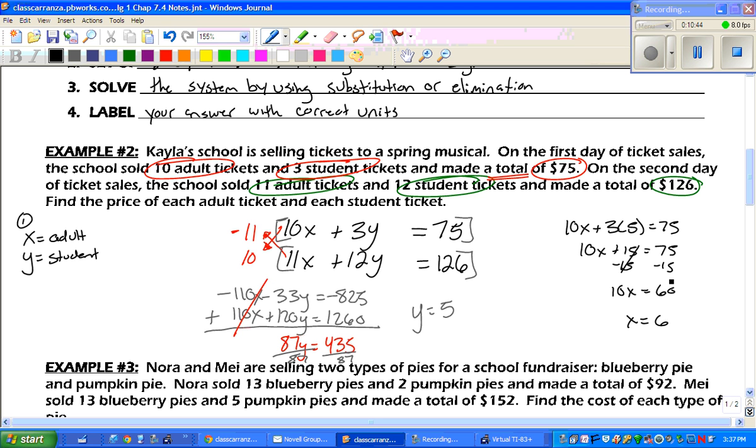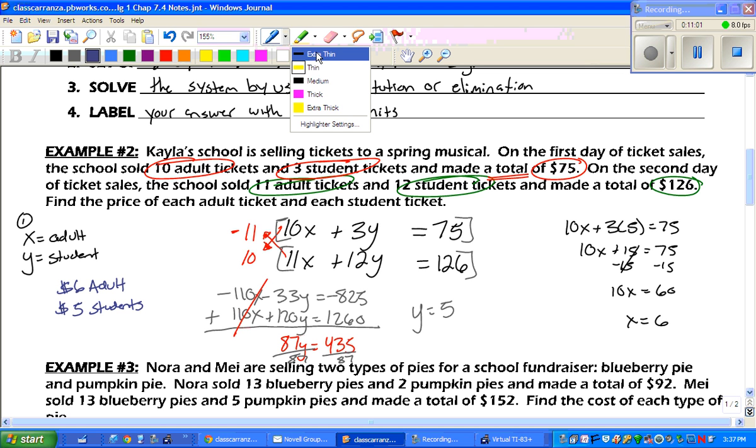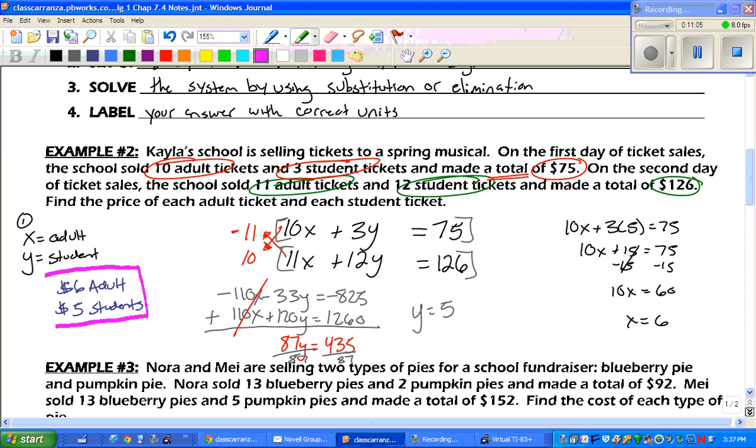Okay? So the final thing is we have to label our answers. So it was $6 for adult tickets, and it was $5 for the students. Okay? And that right there, my friends, is the final answer.